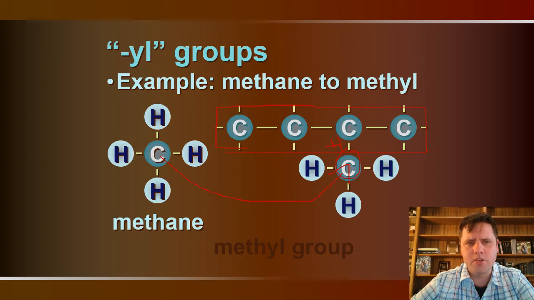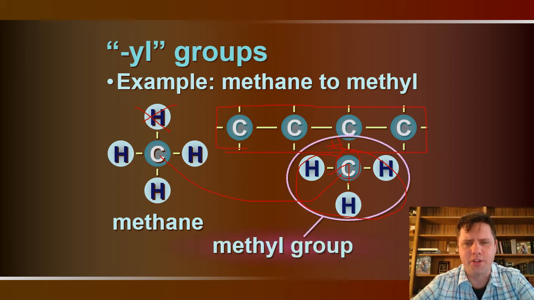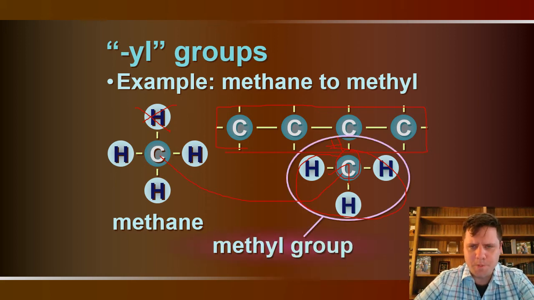Except in order to do that, we had to lose 1 hydrogen, right? And so we're left with this C with 3 H's around it. When we do that, this group here is no longer called methane, but methyl. We call this a methyl group. So CH3 attached to another alkane is called a methyl group. CH3 attached to a chain like this is called a methyl.